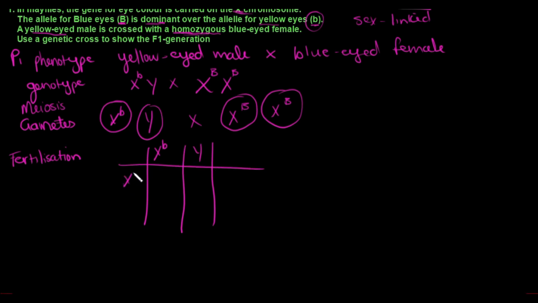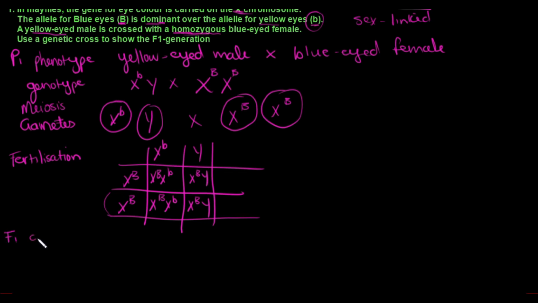Now it really doesn't matter if you put the male or female on the side or on the top, you will get to the same conclusion. Let's quickly do this cross. Remember to write your dominant trait first. There we go. And then we will be able to get to F1.